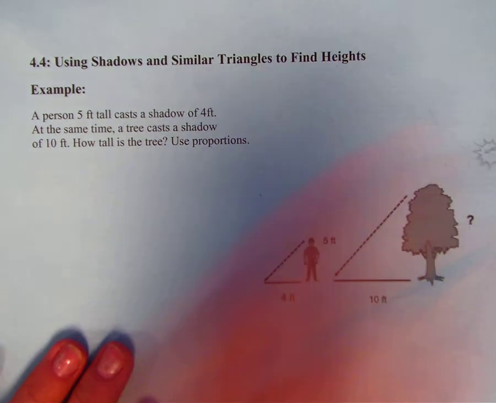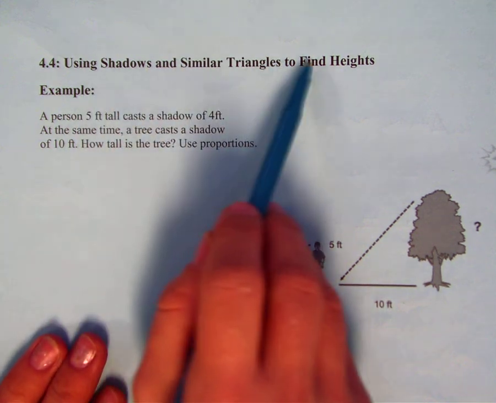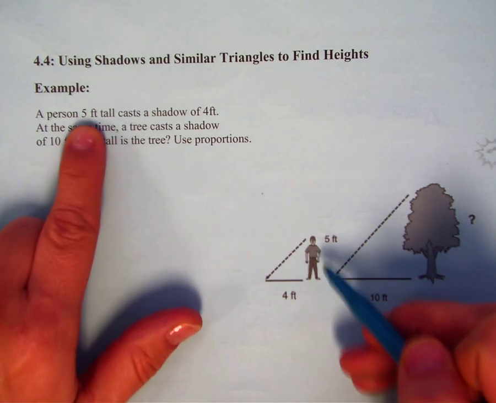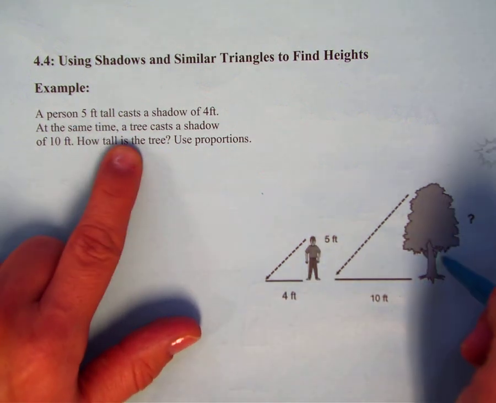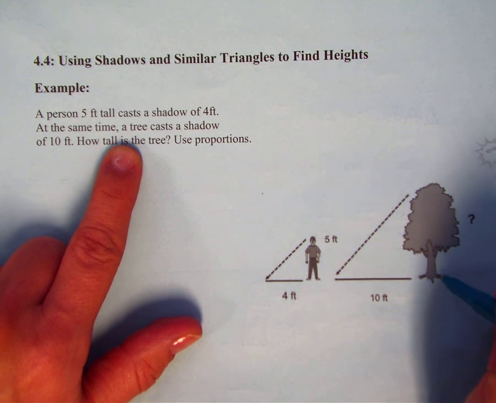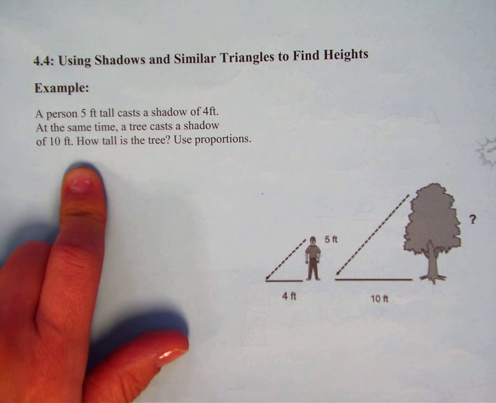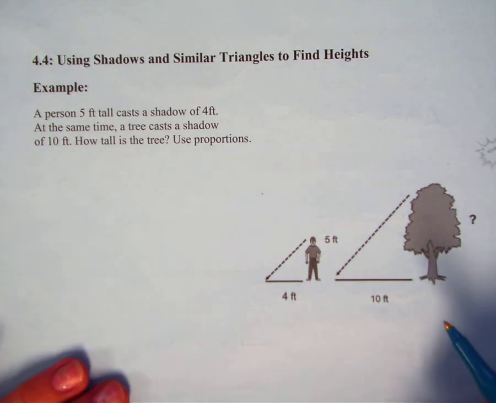All right, for your last notes, we're doing section 4.4, using shadows and similar triangles to find heights. Okay, so right here we have a person who is 5 feet tall and has a 4 foot shadow. And then at the same time, we have a tree that we don't know the height of, which has a shadow that's 10 feet. And we want to figure out how tall the tree is.